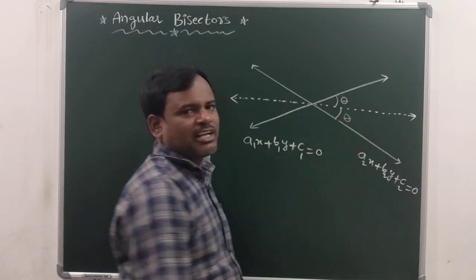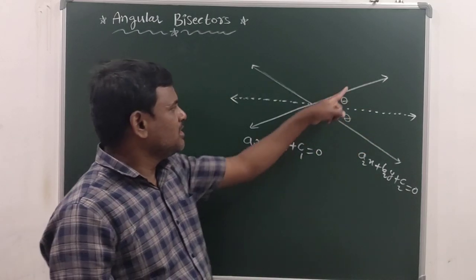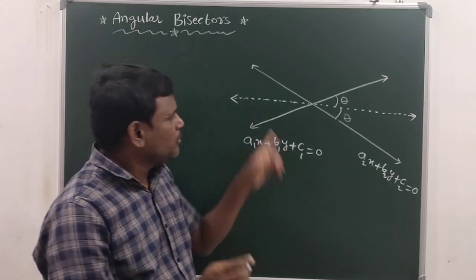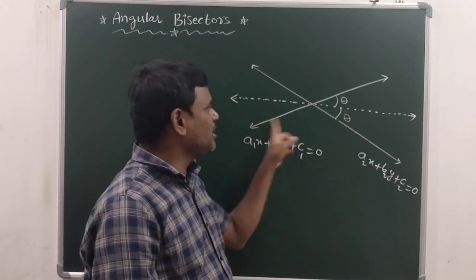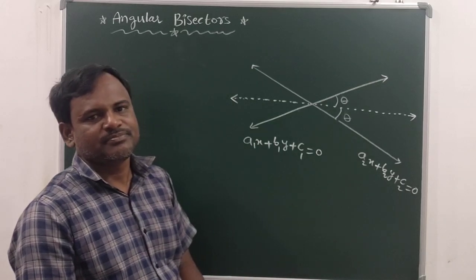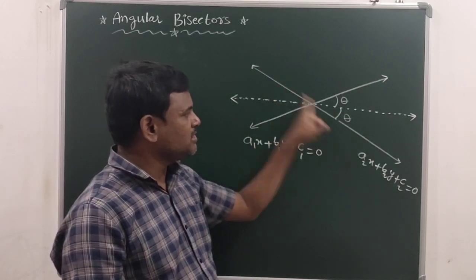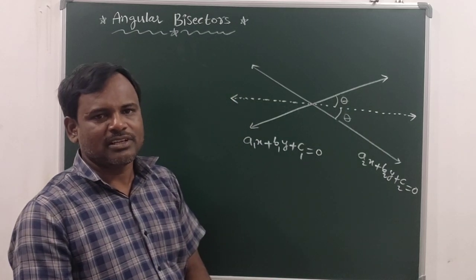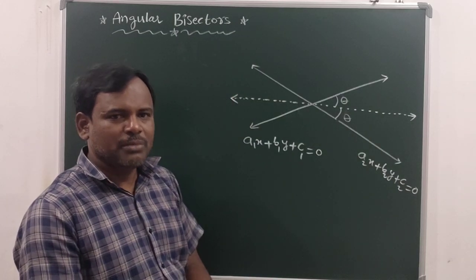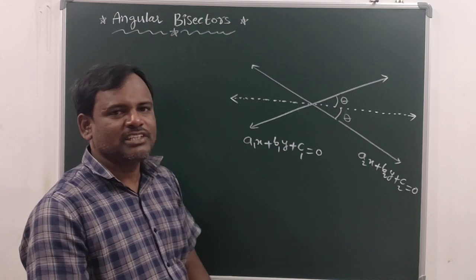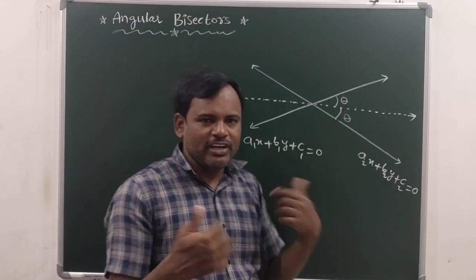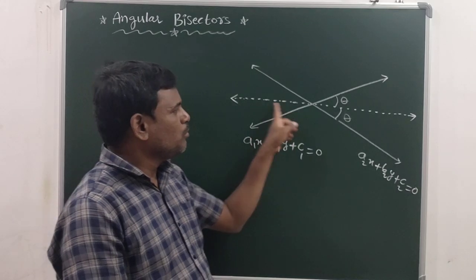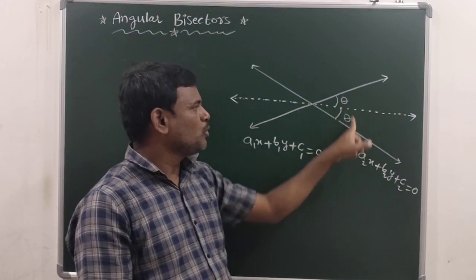So this angular bisector divides this angle into two equal halves. So which is equally inclined with the two given lines. Even these two lines are also equally inclined with this angular bisector. But the locus definition is, so we define in the locus like this: group of points which are all moving equidistant from two given lines.